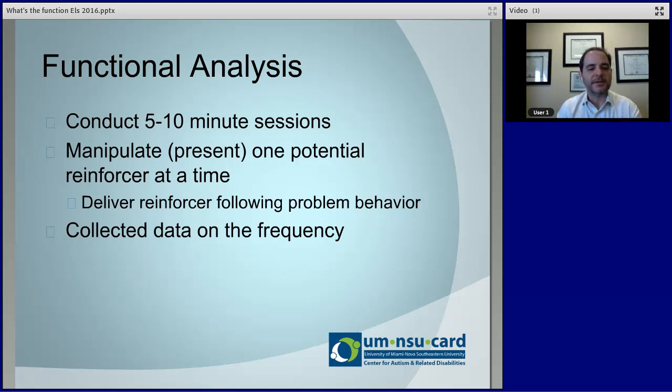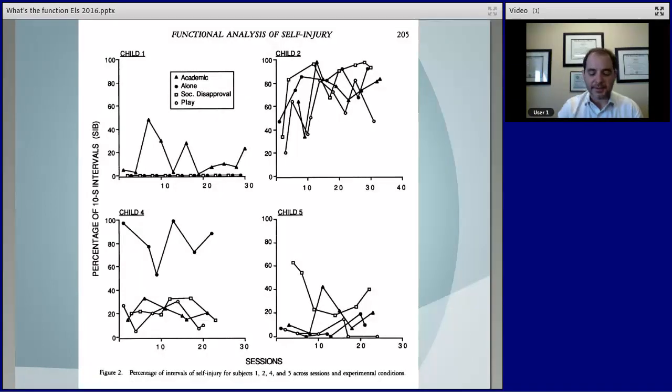When we go through this functional analysis, manipulating one potential reinforcer at a time, we collect data on the frequency, we pool it all together, and what we might end up with are these graphs that suggest one form of reinforcer over another. This is borrowed from an article from the Journal of Applied Behavior Analysis by Dr. Iwata. And I'll draw your attention first to child number one. So imagine the scenario I was just describing to you.